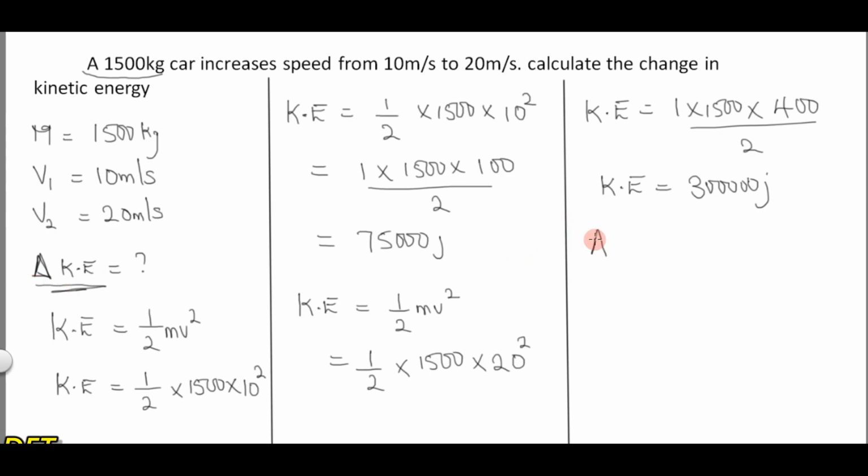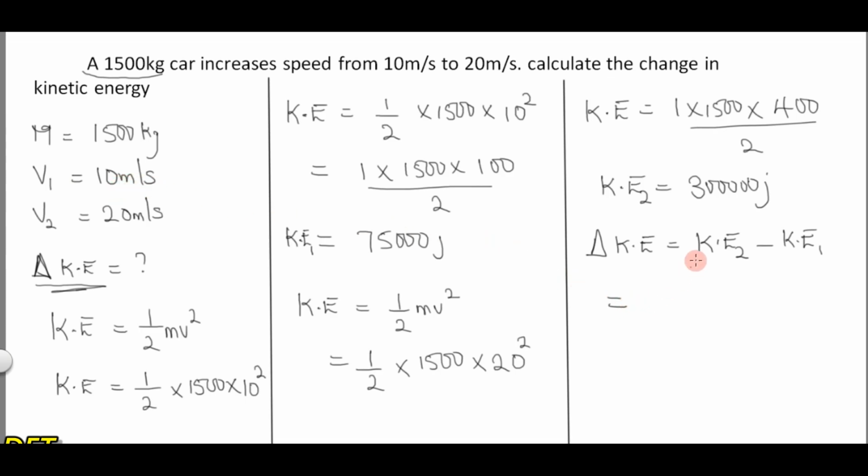So the next thing I will do is to look for the change in kinetic energy, right? So change in kinetic energy, which is delta KE, will be equal to KE2 minus KE1. The kinetic energy for the second velocity is my KE2. The kinetic energy for the first velocity is my KE1, right?